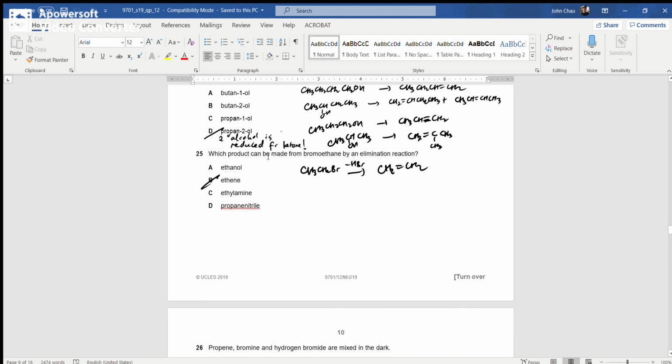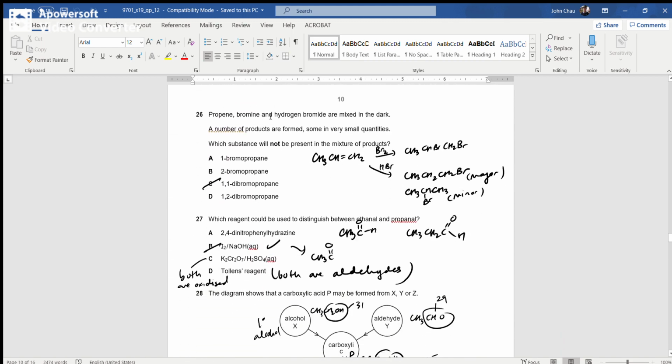25. Which product can be made from bromoethane by an elimination reaction, right? So this one you remove a molecule out of the compound, right? So bromoethane, if you remove a molecule, like in this case HBr, you'll form ethene, right?